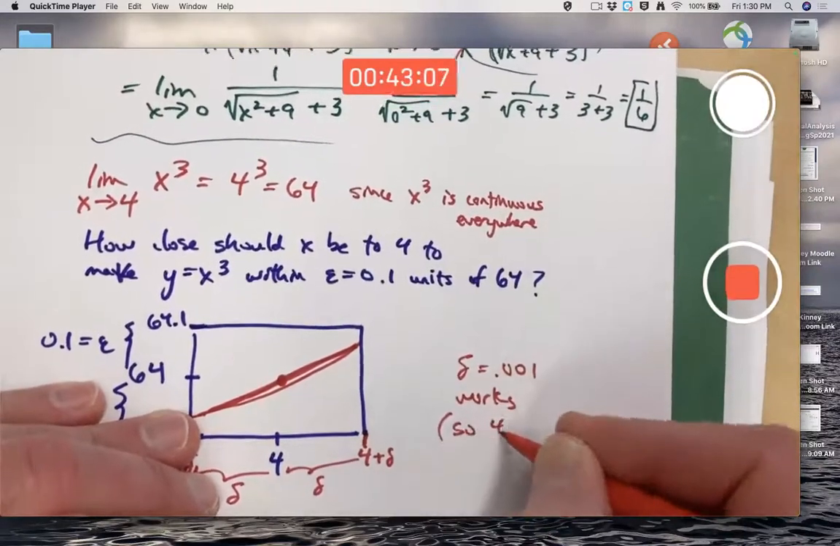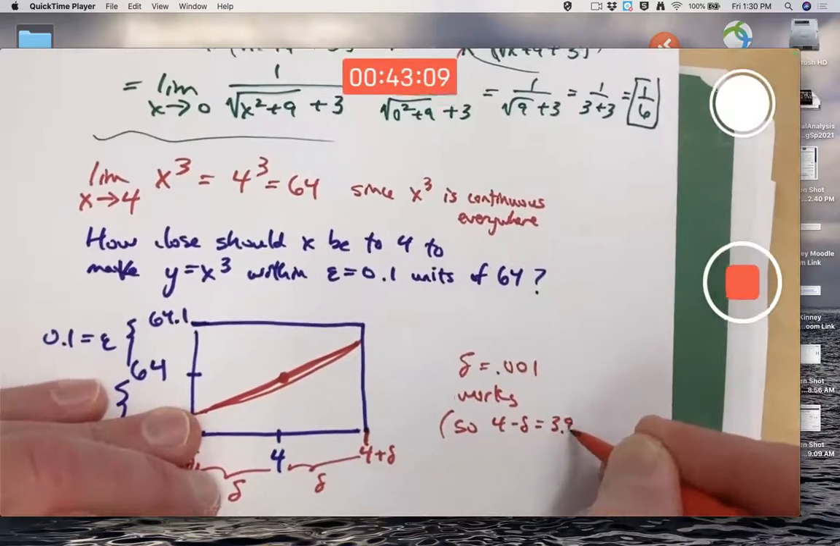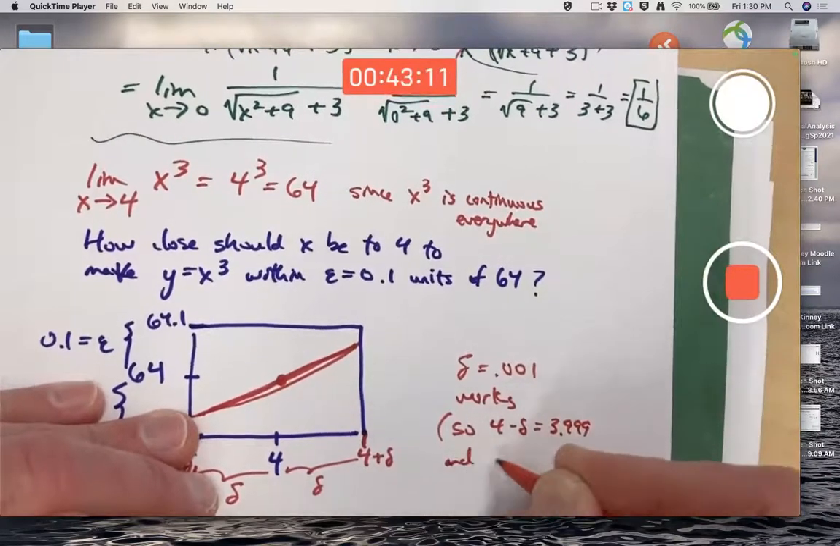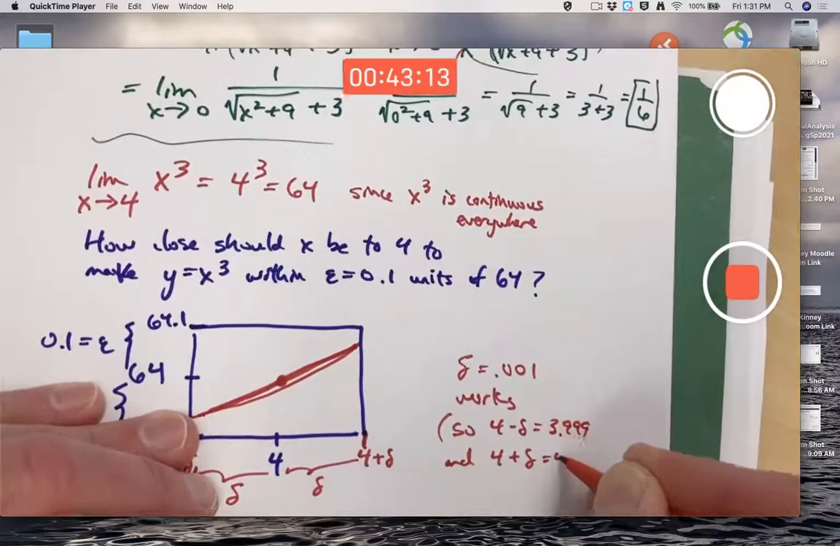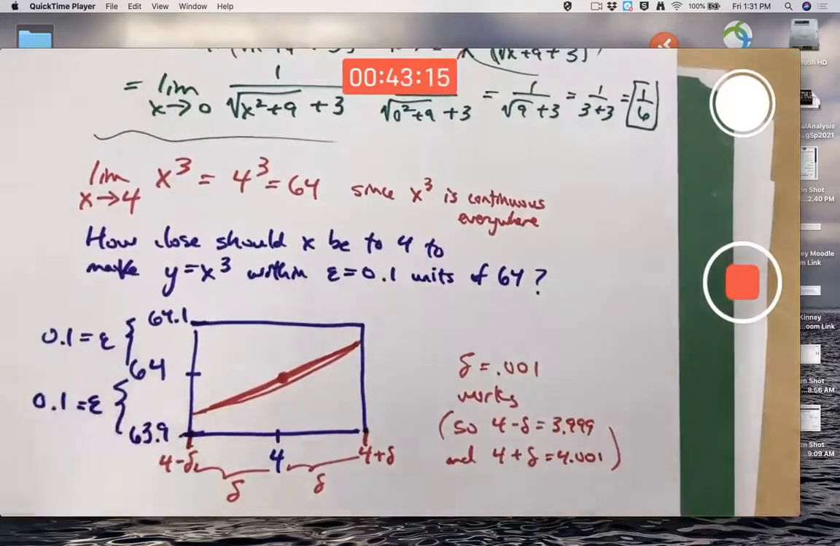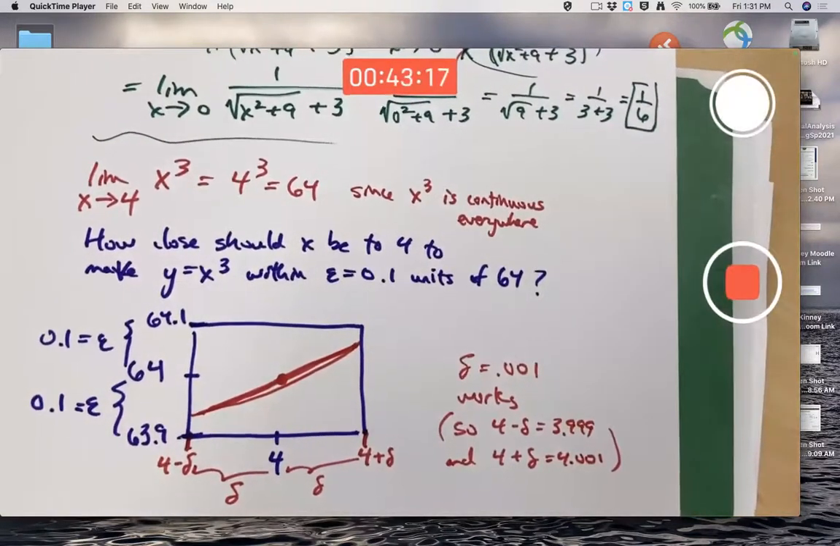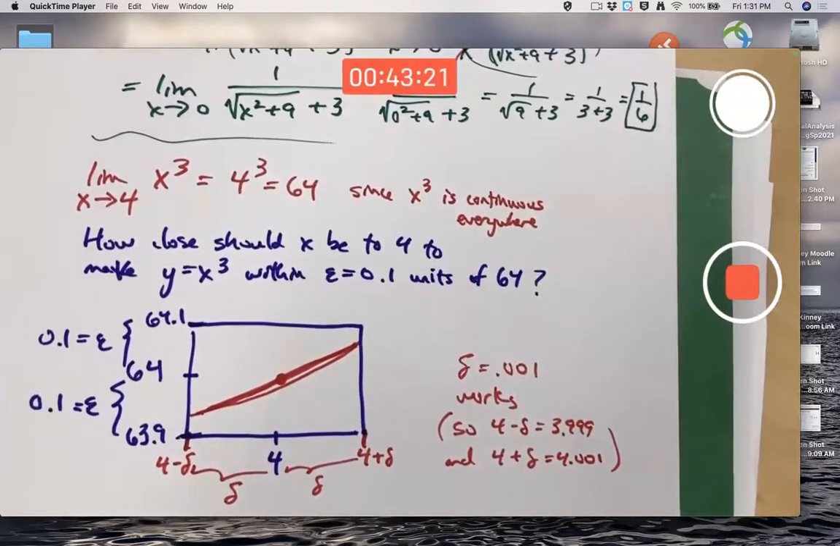So 4 minus delta is 3.999, and 4 plus delta is 4.001. That works. Probably 0.002 works as well. Maybe even 0.003. I'm not sure. I'd have to try it.